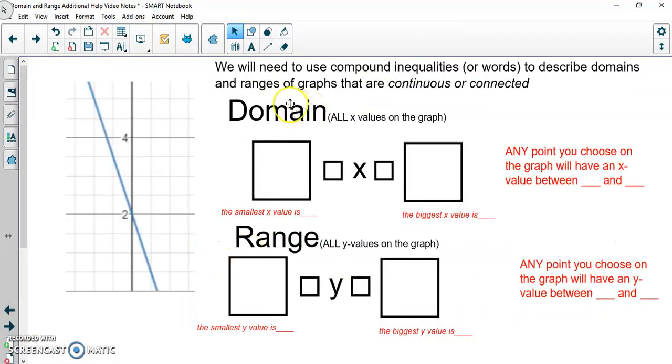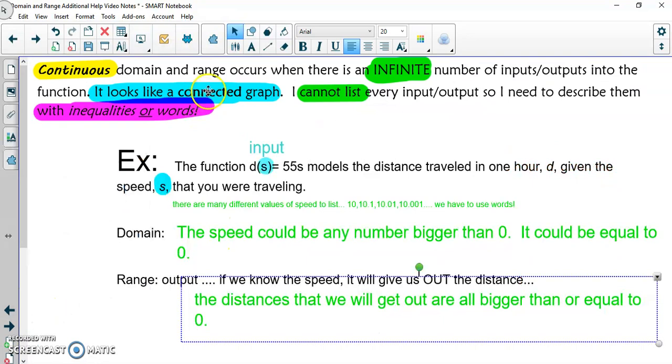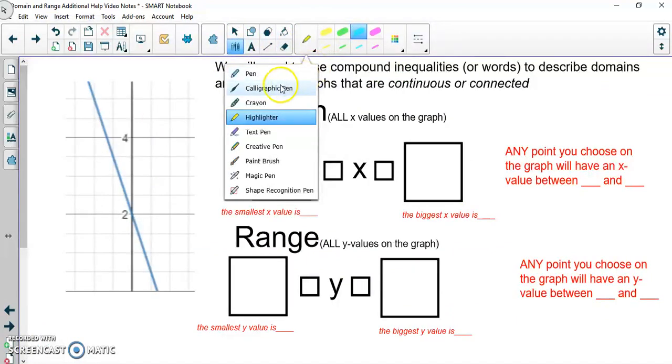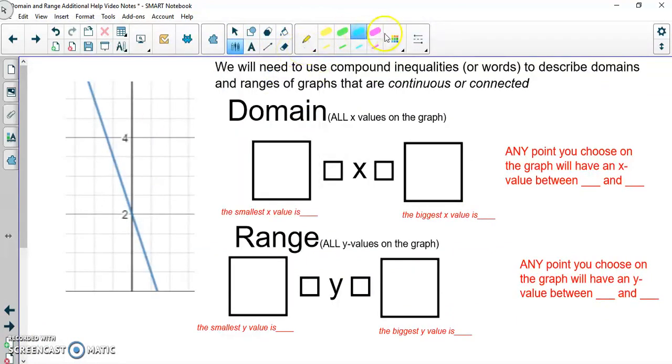Now more importantly, on a graph, when we see a graph, this was our definition that it was a connected graph. It's not just a bunch of dots. If I thought about how many dots were on this line, there'd be way too many of them to list. Because, for example, there's a dot here, there's a dot there. There's an infinite number of dots that make up a connected line. So there's too many dots for me to list. So since I can't list them, I have to describe them using some sort of inequality.